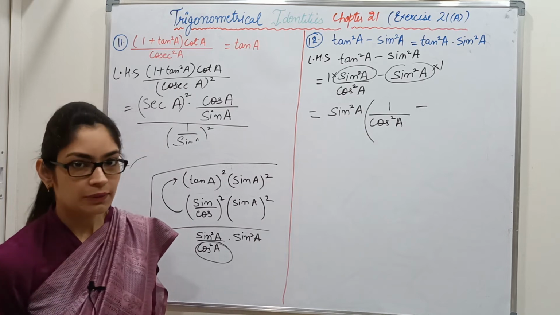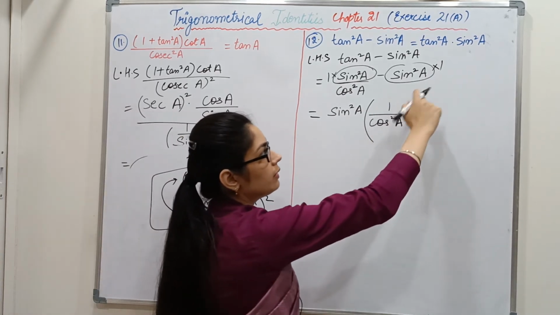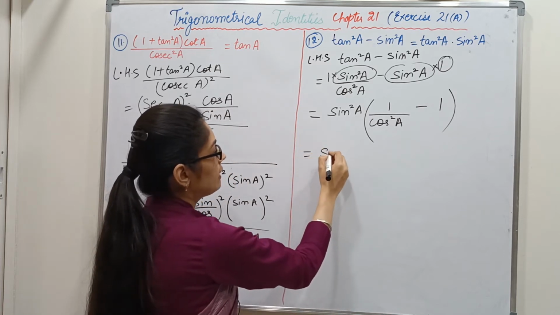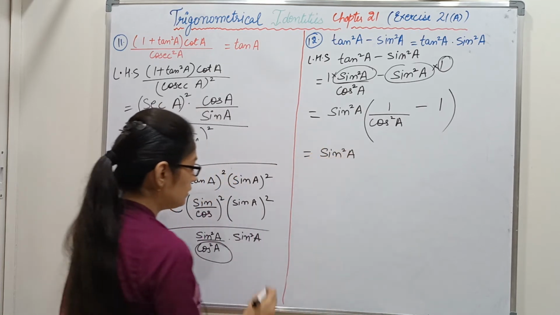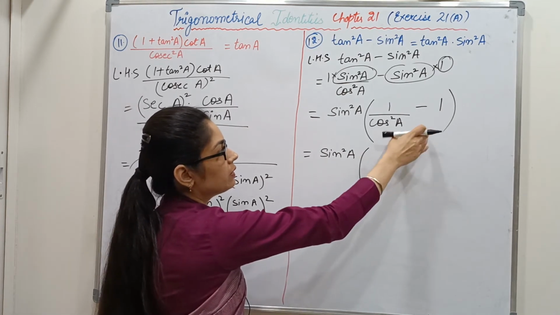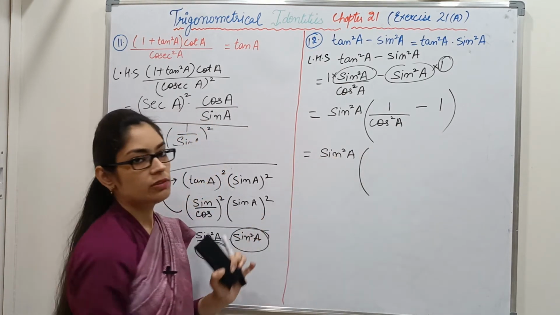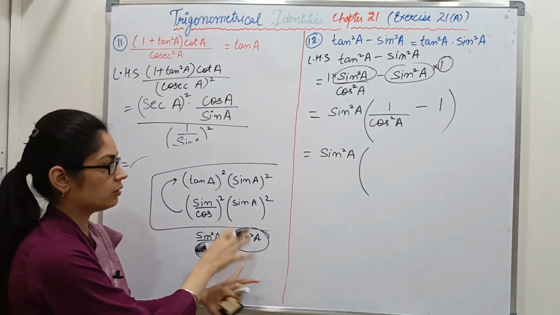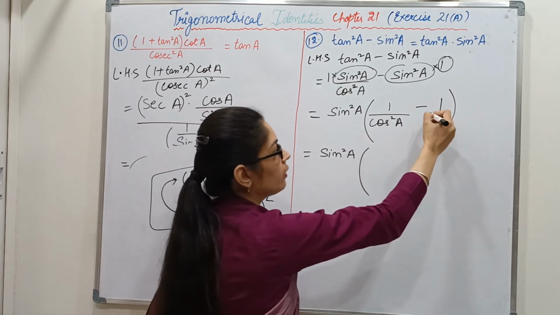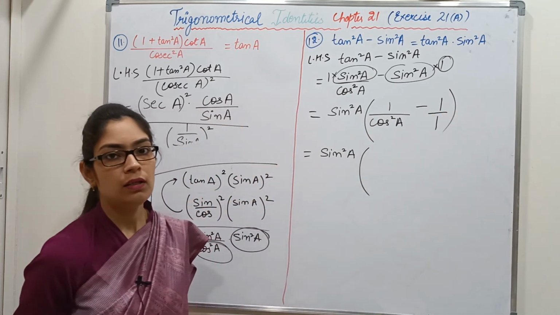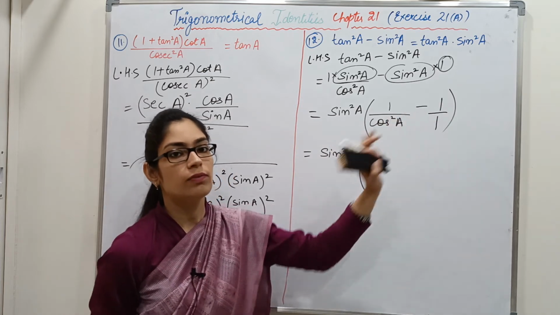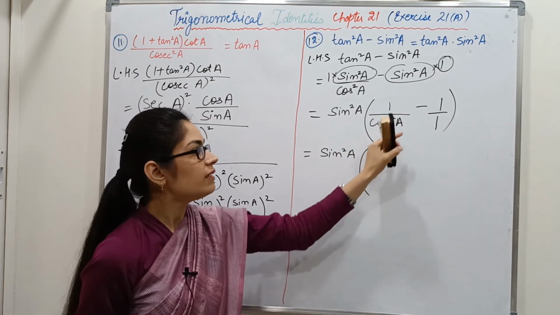Here we have taken out sine square A. Now nothing is there, that means 1 is there. So I will write 1. So 1 sine square A I have got. Now I don't have to make any change to this. This is what I need. Here also you can see, let's write 1 here also so that there won't be any confusion. This is also one fraction, this is also one fraction, and the two fractions are getting subtracted.